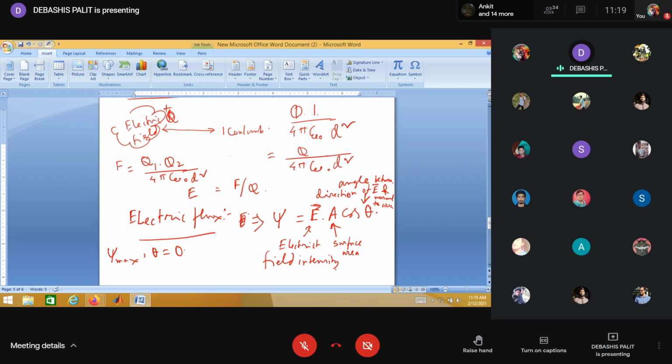So whenever torque per weight ratio is more, it means torque is more per unit weight of the machine. Whenever weight of the machine is less, that means machine design is more compact in size. So electric flux is minimum, that is equal to 0, whenever theta is equal to 90 degrees. That means the surface is parallel to the field. It is never done. The surface is parallel to the electric field.